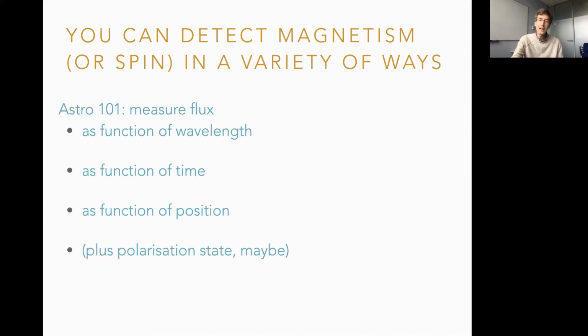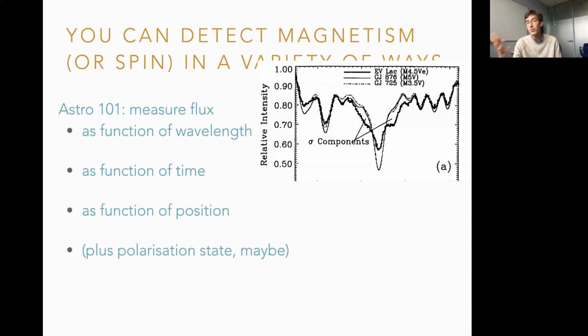Just to pick an example, say you wanted to measure magnetic fields or rotation. You could look, for example, at the Zeeman broadening. There's a Zeeman effect associated with the presence of a strong magnetic field. So if you have precision along that wavelength axis, you might look for the Zeeman broadening, or Zeeman splitting if you have polarization information, of spectral lines induced by the magnetic field, and you get some information that way.